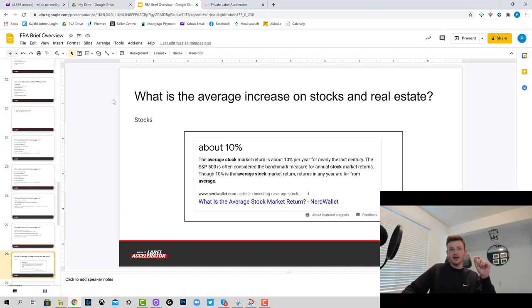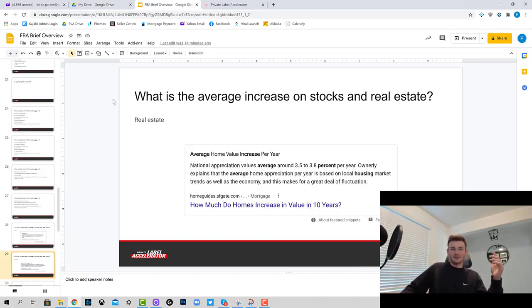Within 1 year, the average stock market return is about 10% per year for nearly the last century. And guess what? You need a lot more money to make money in stocks than you do with Amazon FBA, and that's 100% accurate facts. I don't want to hear anyone tell me that's not true, because it is.